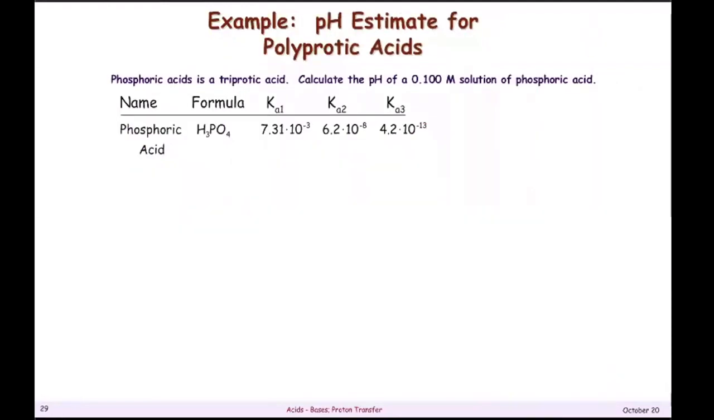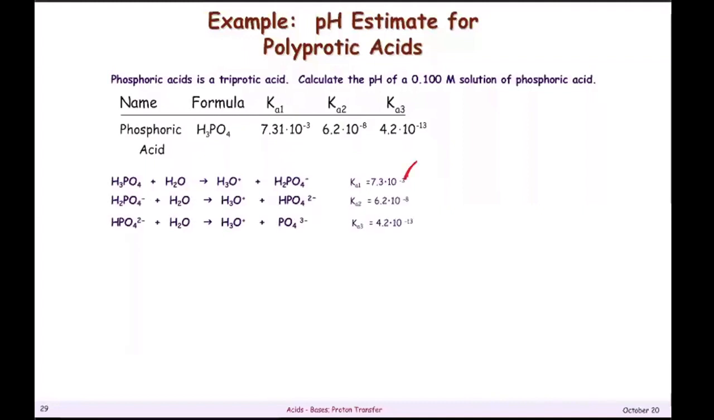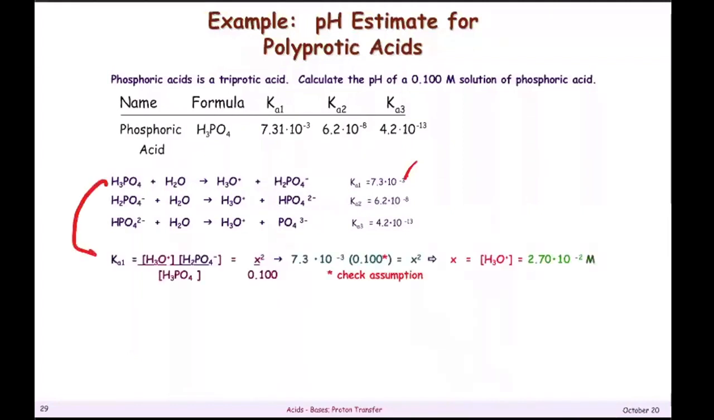You can see that I can do the same thing for phosphoric acid. And here I'm not going to really go through it. I'm just going to talk to you guys about this. This is 10 to the minus 3. Okay. This is 10 to the minus 8. This is 10 to the minus 13. Let's solve the first equilibrium. The first equilibrium is just this right here, the x squared. That's this value right here divided by the initial concentration of the phosphoric acid.